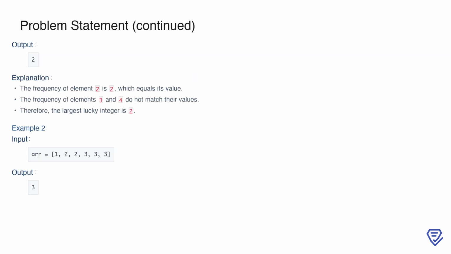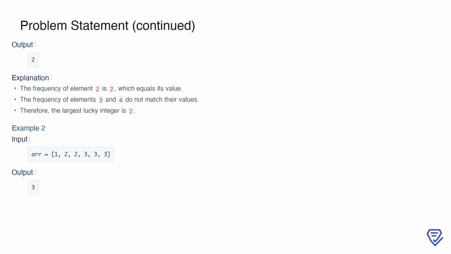In the first example, the input array is 2, 2, 3, 4. The output is 2. Here's why: the integer 2 appears exactly 2 times in the array, and since its frequency matches its value, it qualifies as a lucky integer. On the other hand, the integers 3 and 4 do not meet this criterion, as their frequencies do not match their values. Therefore, the largest lucky integer in this array is 2.